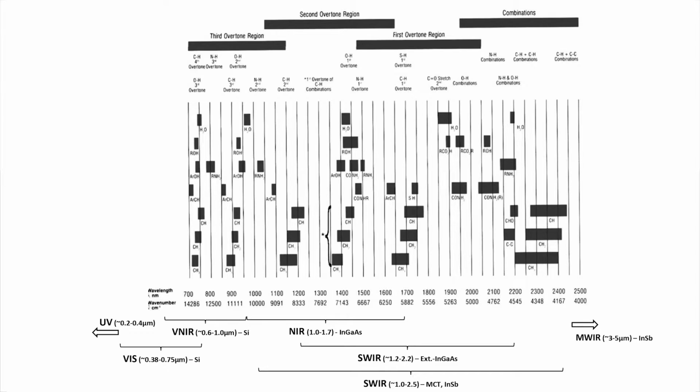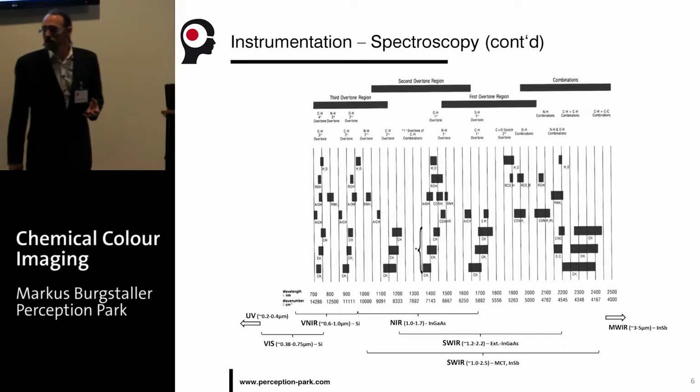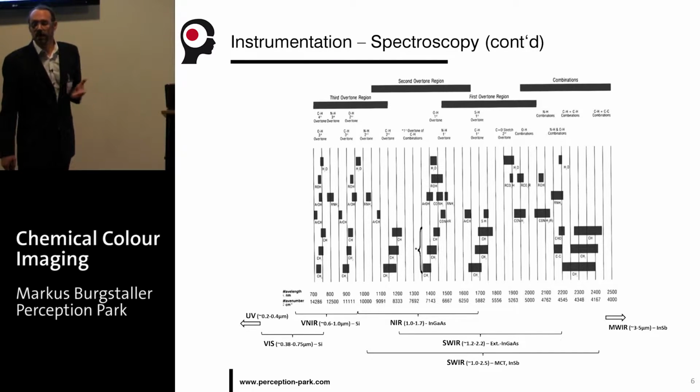That's a chart I'd like to show you. There is really detailed information to see what molecules exist and at what wavelength range they absorb light. You see here, for example, H2O, H2O, H2O. This is about 1450 nanometers. This is about 975 nanometers. This is about 1900 nanometers. So with this knowledge, you might have an idea what spectral range could be of interest to solve your application.